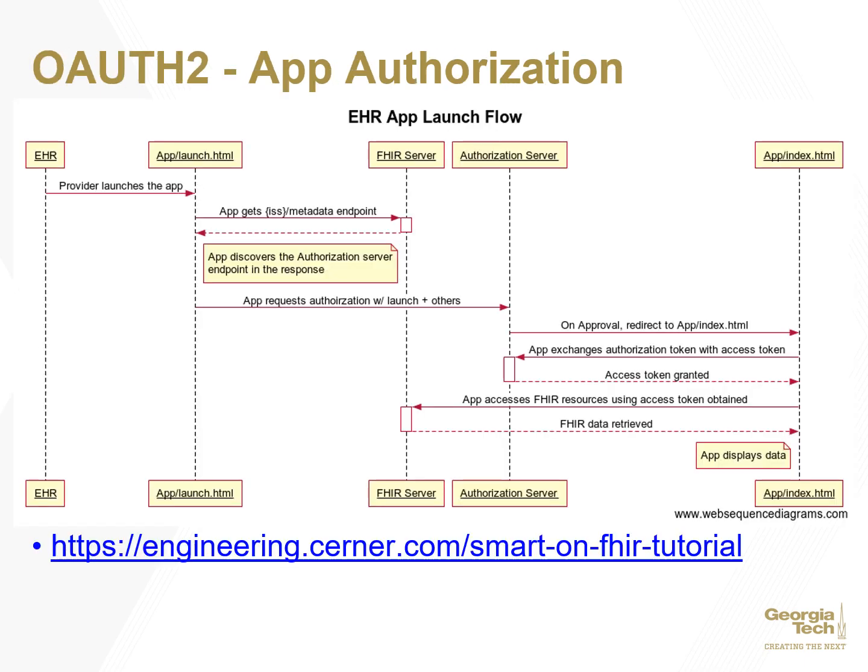Below is a basic OAuth workflow for the app that you are going to be testing out. The app makes a request to the FHIR server to get what the authorization URL server is.